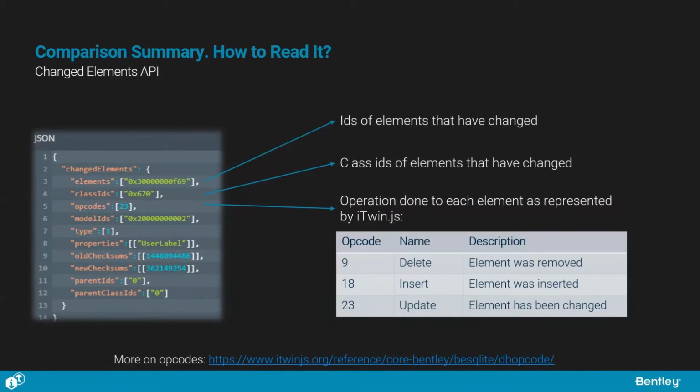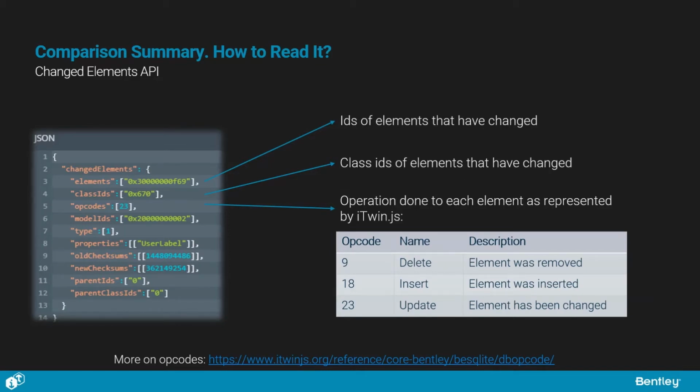The elements array contains all the IDs of the elements that have changed. These IDs can be used to query the iModel for more information about them. The class IDs array contains the IDs of the EC class of the corresponding element. These are useful to query properties of the elements.